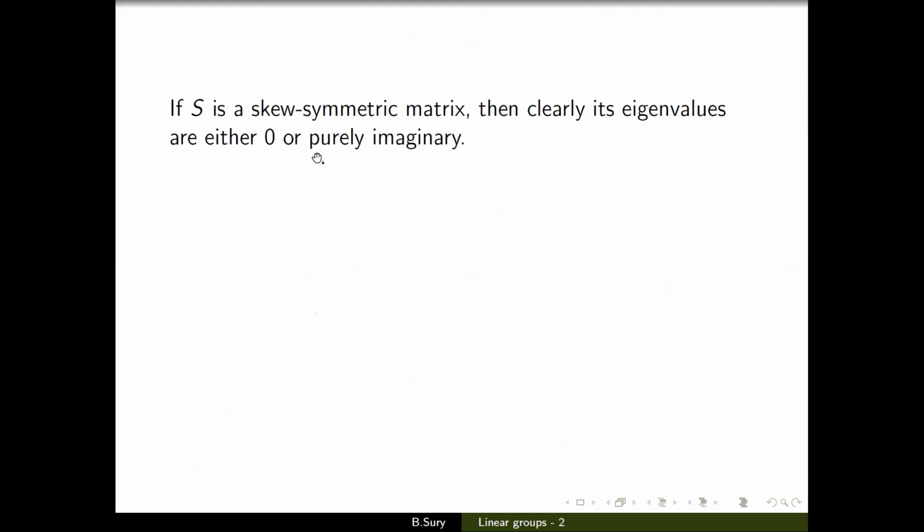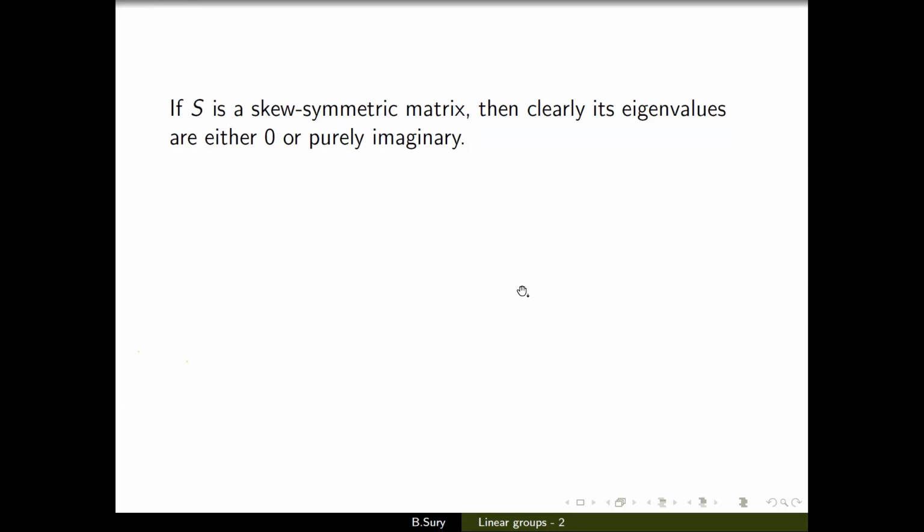Okay, so I added this comment also because someone asked me a question last evening during tutorials, and I mentioned that generically whatever matrix she was asking about is invertible, diagonalizable, and not only generically, you can say much more precisely. So let me just look at a skew symmetric matrix. Then clearly, you know that its eigenvalues are zero or purely imaginary.